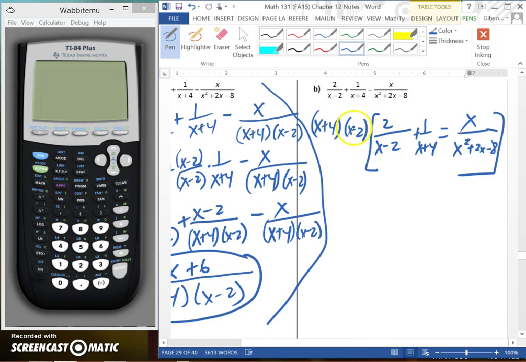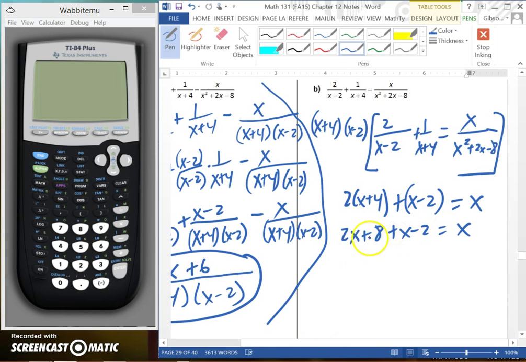We know that x minus 2 simplifies out, so that will leave us 2 times x plus 4. The x plus 4 simplifies out, and we know 1 times x minus 2 will give us x minus 2. And then we know that x plus 4 times x minus 2 is really x squared plus 2x minus 8. So these will simplify out and leave x. So now we multiply. We add 2x plus 8 plus x minus 2 is equal to x. Now we combine the like terms. We add 3x plus 6 equals x.